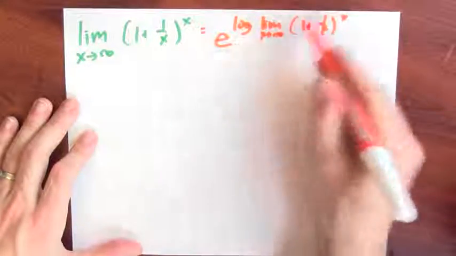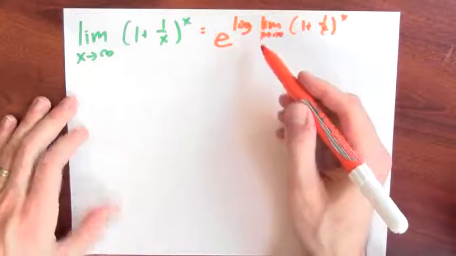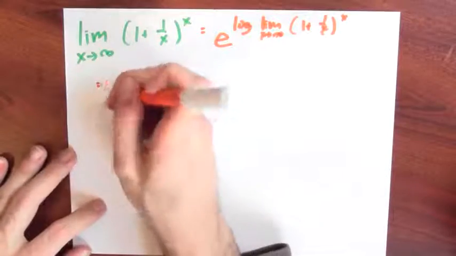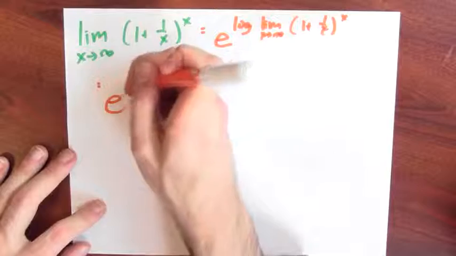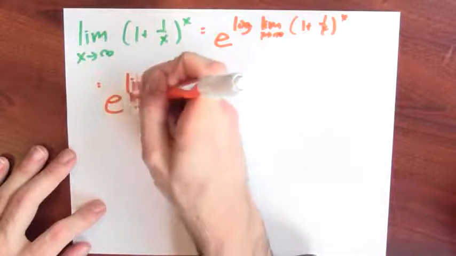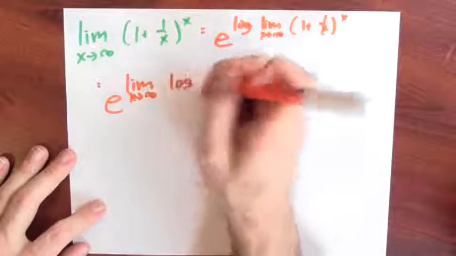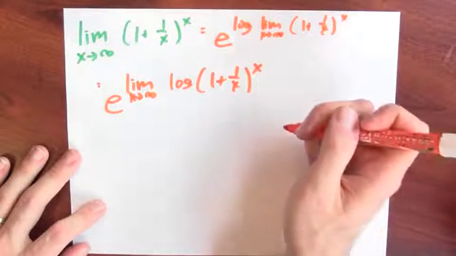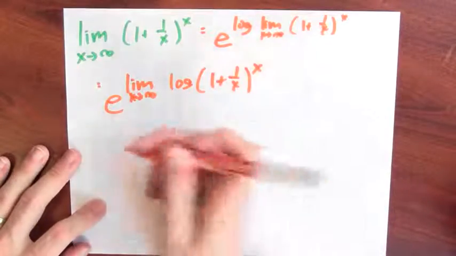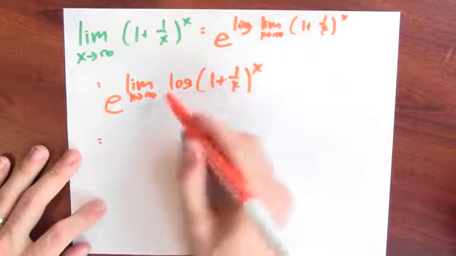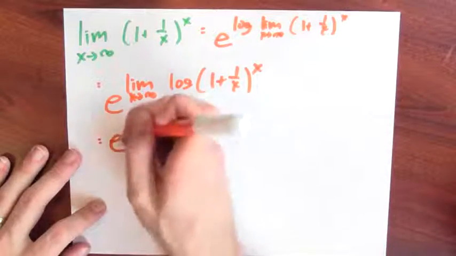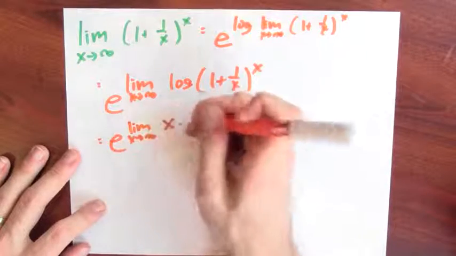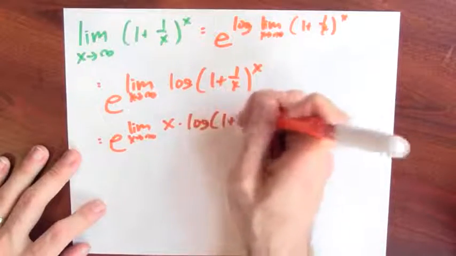E to the log of something does nothing, right? These are inverse functions. But log of a limit is the limit of the log. So this is e to the limit as x approaches infinity of the log of 1 plus 1 over x to the xth power. Now log of something to a power is that power times the log. So this is e to the limit as x approaches infinity of x times the log of 1 plus 1 over x.